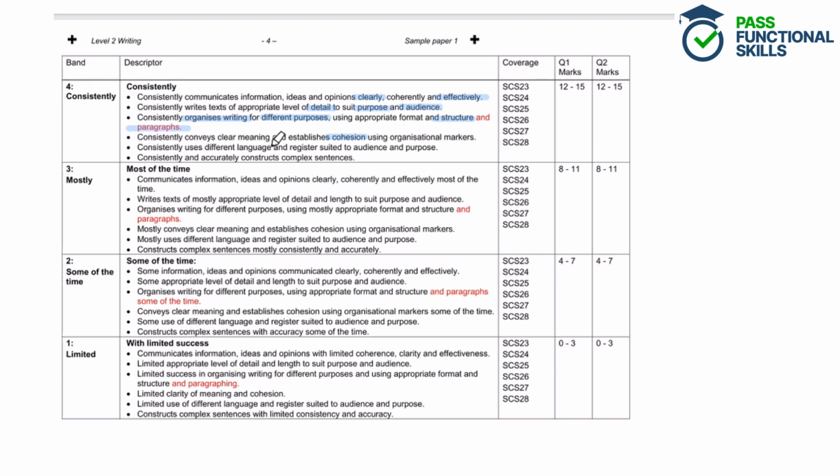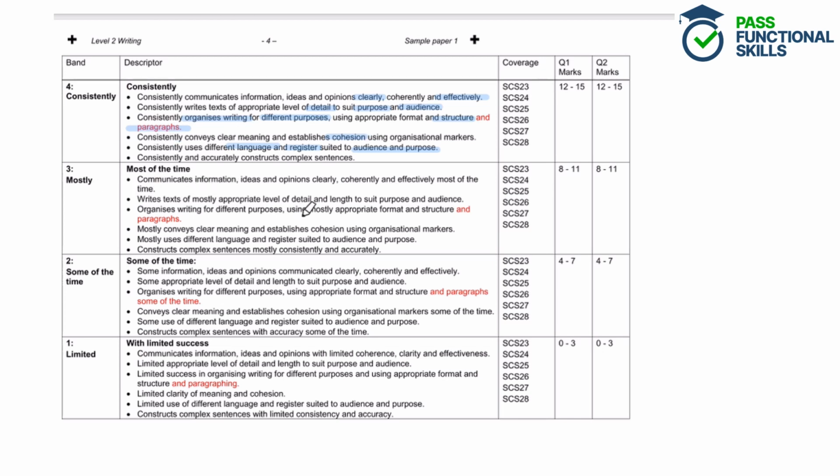Consistently uses different language and register suited to audience and purpose. So the language that you use will have a different style depending on the audience and purpose that you're writing for. So if you were writing for a professional audience, like a manager at your company, you would want to use formal language and you'd probably have quite a serious register in your writing.